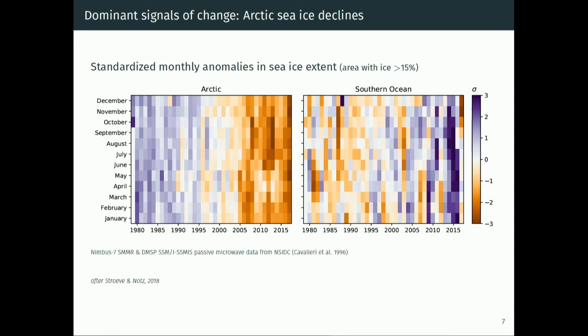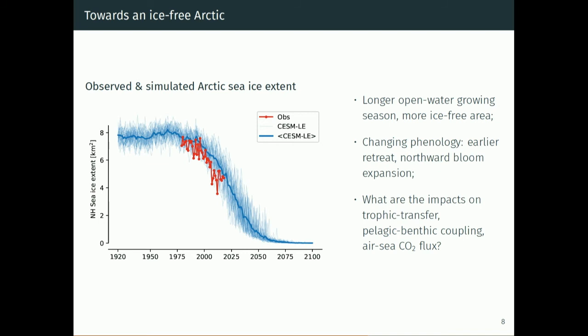What's the future? Well, here are results from a global Earth system model, a large ensemble of such a model, that show in the coming decades we can expect the Arctic to become ice-free. What are the implications of an ice-free Arctic for changes in ocean biogeochemistry? There will be changes in the seasonality. There will be changes in the mechanisms that affect trophic coupling in the ocean.